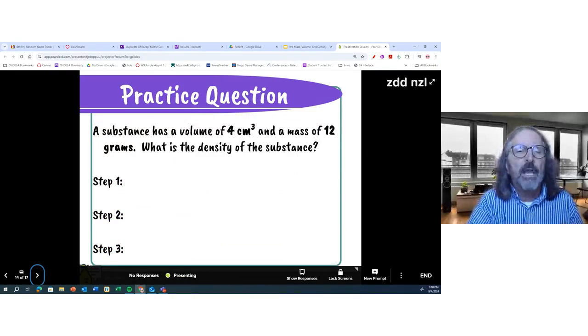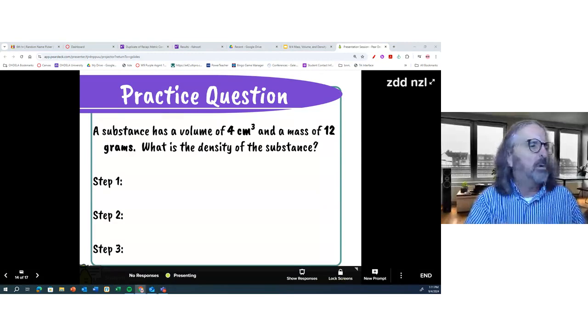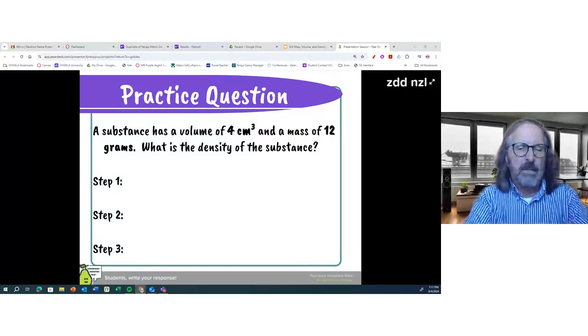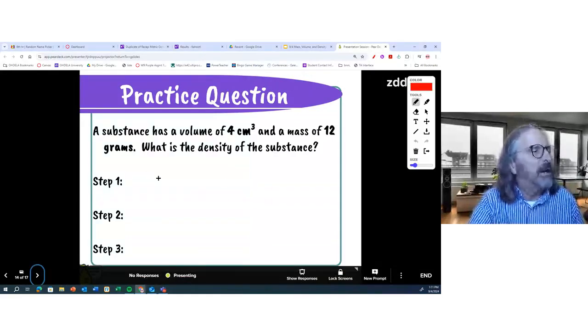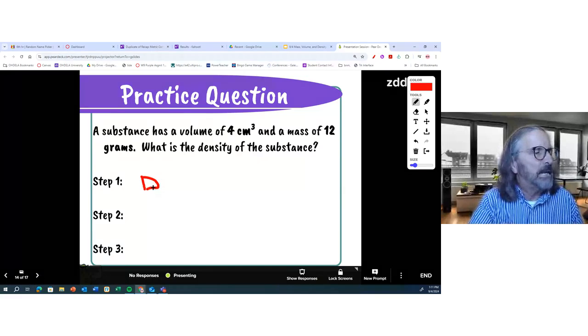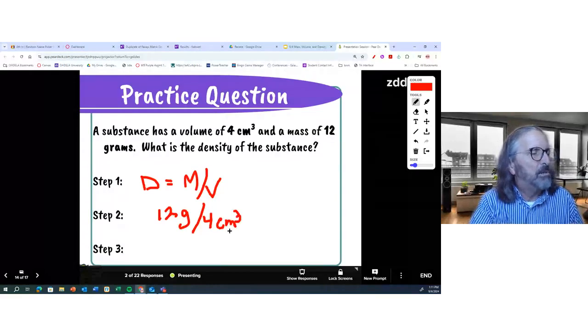Okay, so I'm going to start a poll here and publish this poll. So what is the density? I'm going to have you type the answer in. I'll help you out here. Let's start it out with: its density is equal to the mass divided by the volume. Okay, so step 2, we're going to substitute this in. So we've got the mass of 12 grams divided by 4 centimeters cubed. Okay, and our units are grams per centimeter cubed.